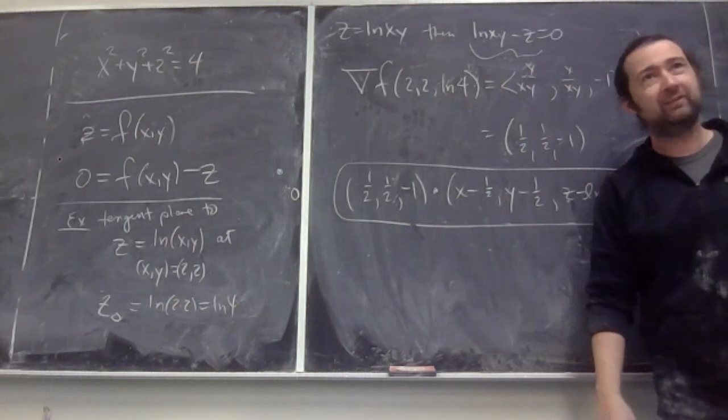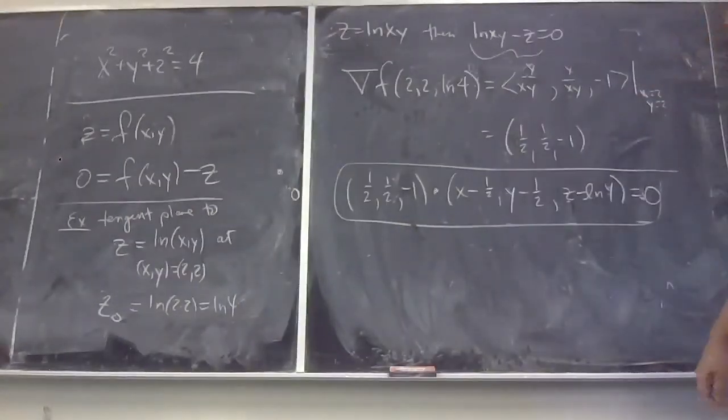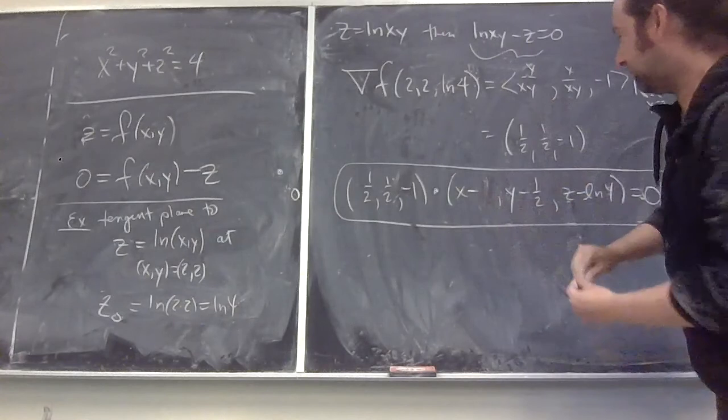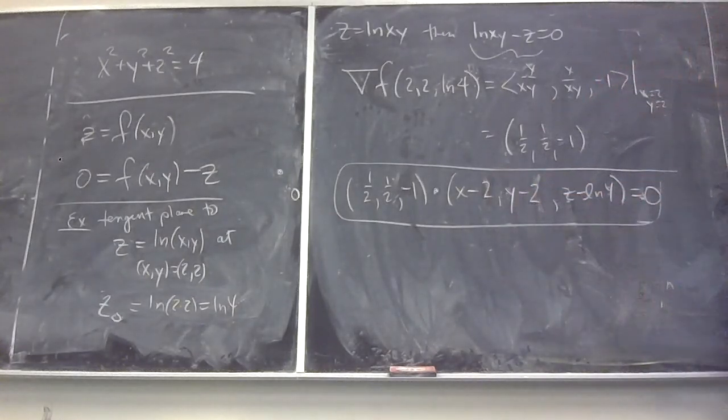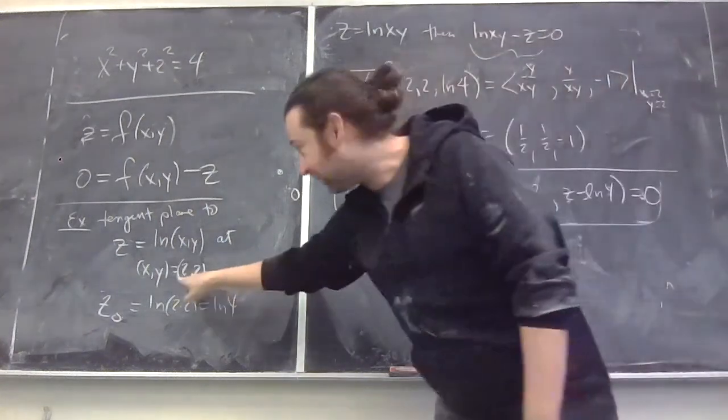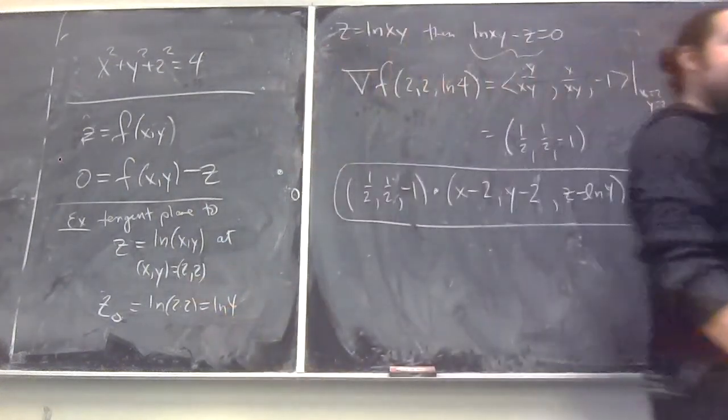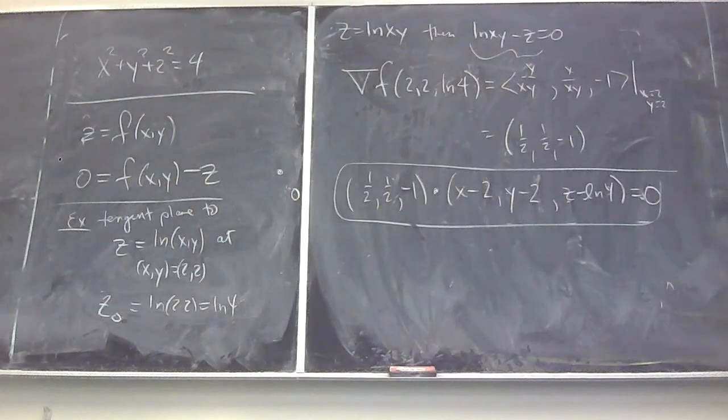Did I do something wrong? Yeah, it's the original point. x minus 2, y minus 2, z minus log 4. Yeah, it's the x naught, y naught, and z naught. It gives you the point where you approximate.